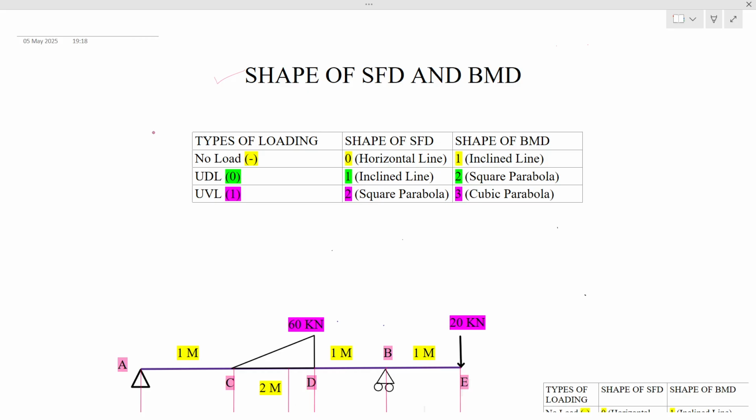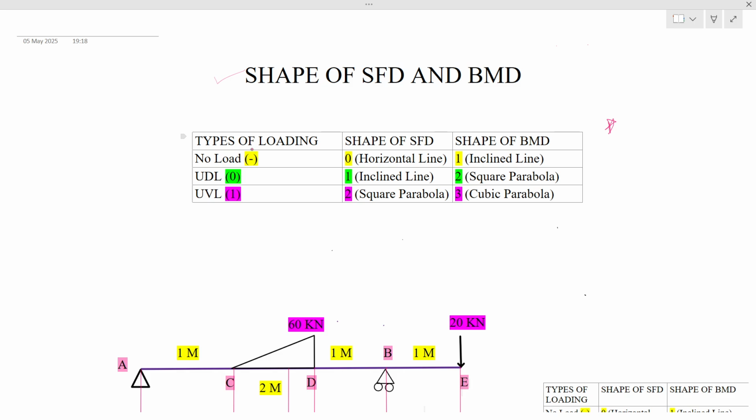I am not going to solve the problem. I have already solved it, but I am just going to explain the shape. So you have to remember this table. The table contains first the type of loading, second the shape of SFD, and third the shape of BMD. The first load case is no load.